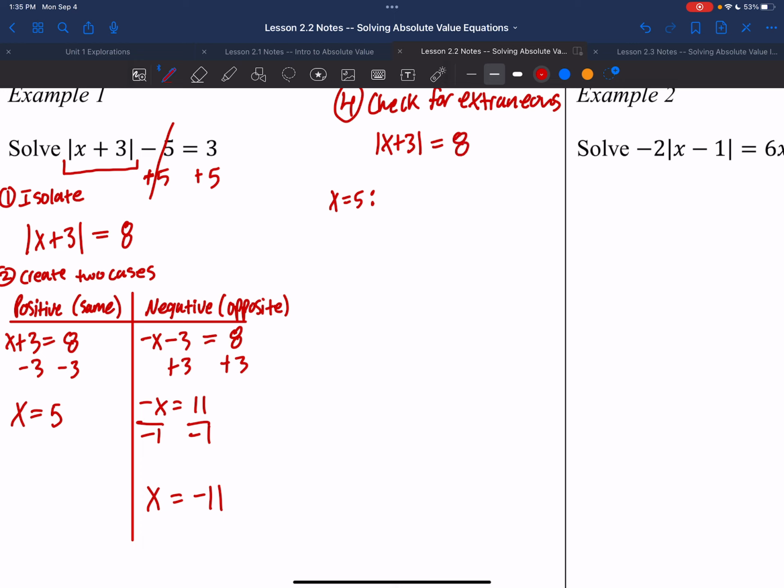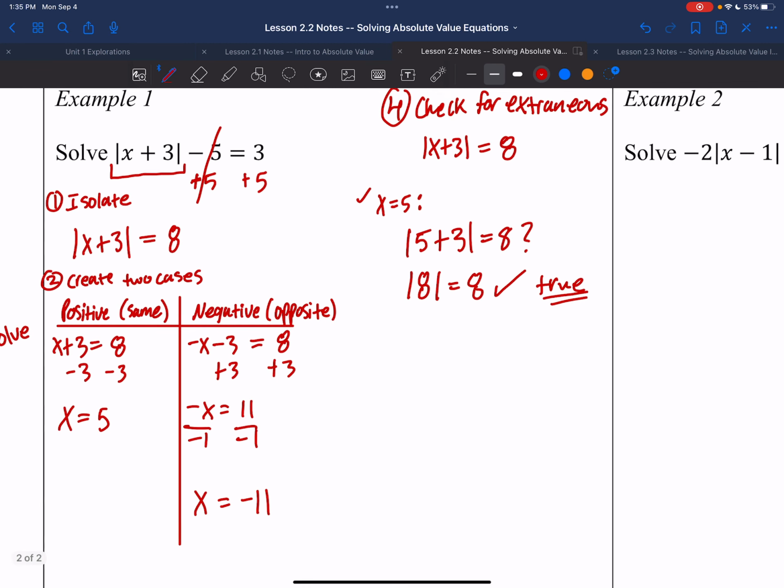Now, let's check that this works. Let's plug in 5. So if it's 5, then it's absolute value 5 plus 3 equals 8. Is this true? Well, 5 plus 3 is 8, and absolute value 8 is 8. So yes, true. That means 5 works. We put a check next to 5.